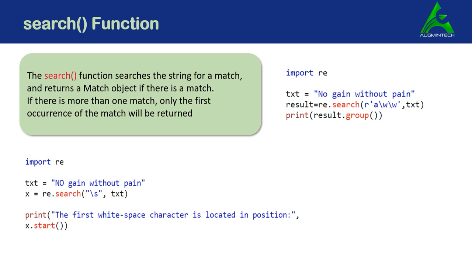You can also check for the first white space character in the string using the search method. It will return the first white space character, and we can find which position it is located at by using the start method.